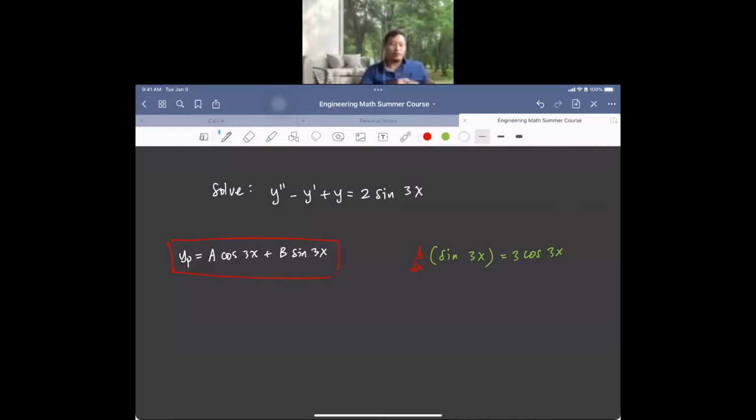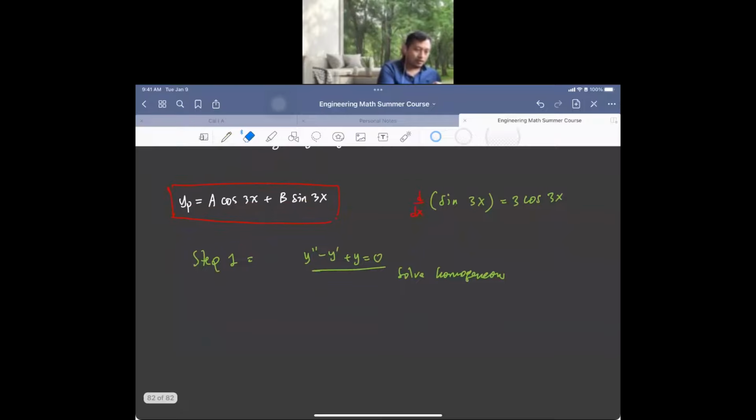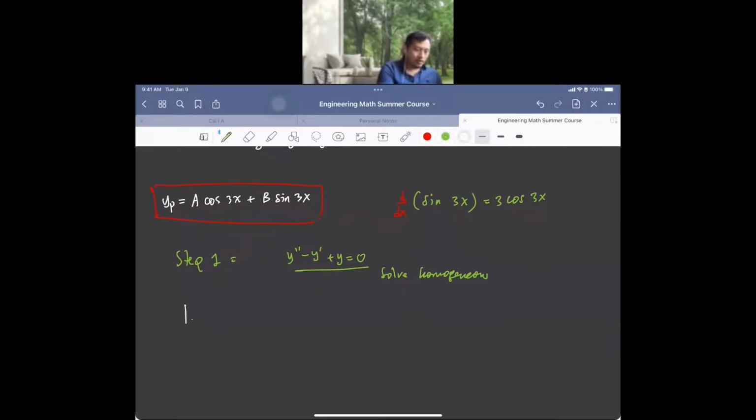Okay, let's just observe this particular solution. Of course, for the general solution, step one is finding the homogeneous one, right? We solve the homogeneous and then write the general solution later. But let's just skip to the particular solutions, okay? So let yp be a cos 3x plus b sine 3x.